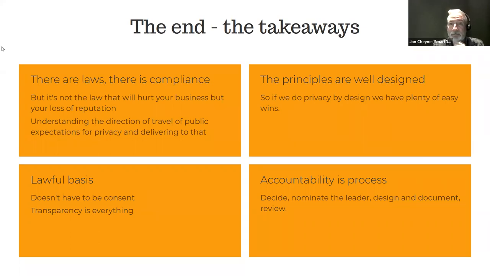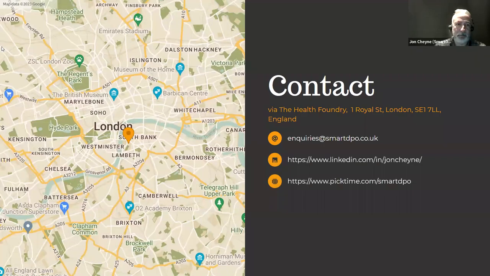The principles are well designed. They're easy to absorb. They make sense. They're coherent, right? If you work your way through them as you develop your app, there's no reason why you won't do well, right? Lawful basis doesn't have to be consent. You have to tell people what it is, and then accountability. Decide that you're going to do data, nominate your leader, design and document and review, right? And that is the end.